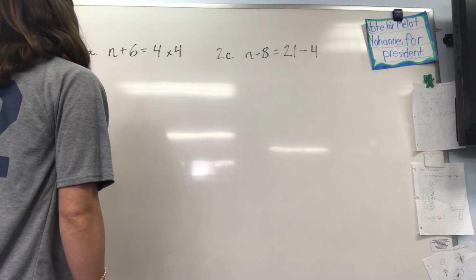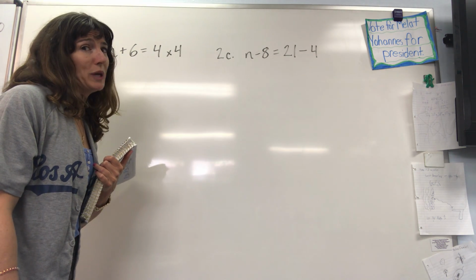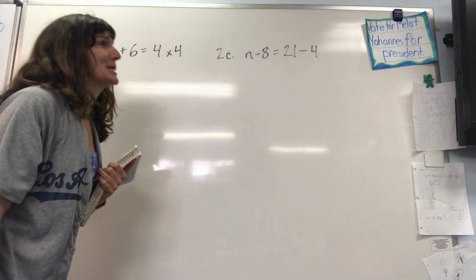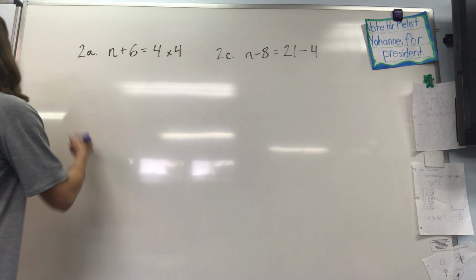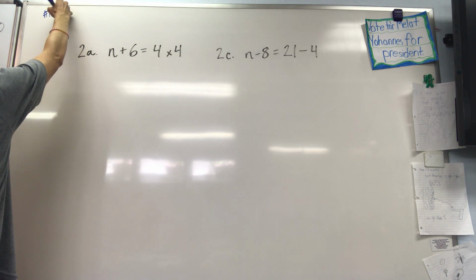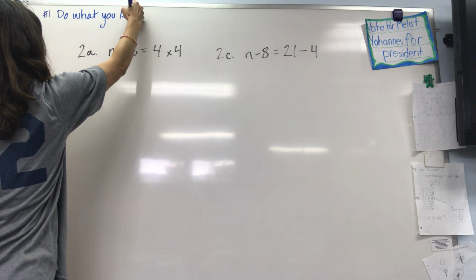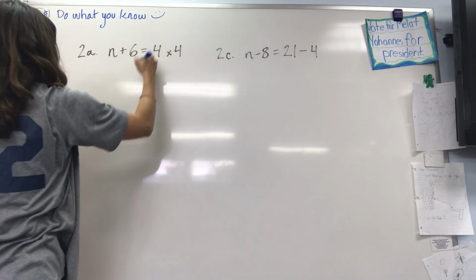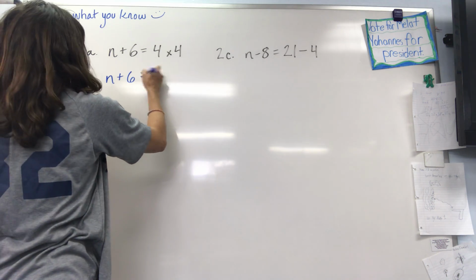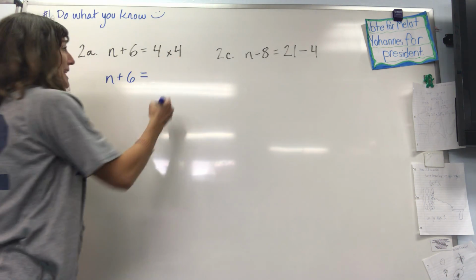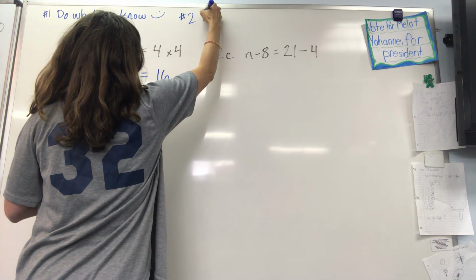Here we go. N plus 6 equals 4 times 4. Now remember, step number 1, do what you know. Do we know what N plus 6 is? No, we don't. So we're just going to ignore it for now. We're going to do what we know. So, I copy what I don't know. And then I do what I do know. 4 times 4 is 16. That's really good, everybody. And then step number 2, we're going to do the opposite.